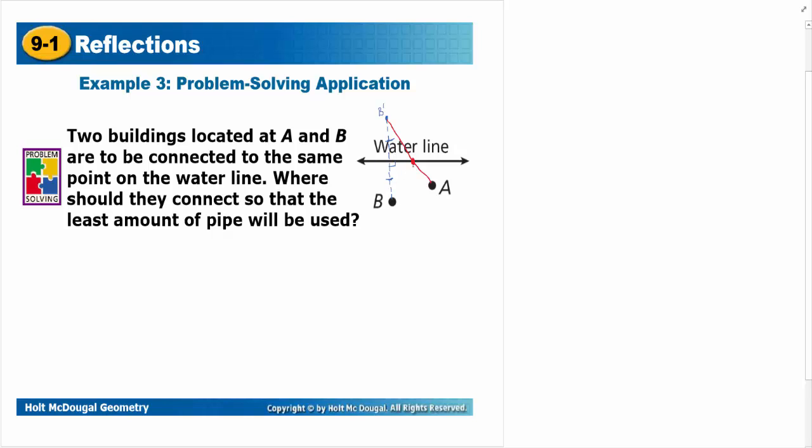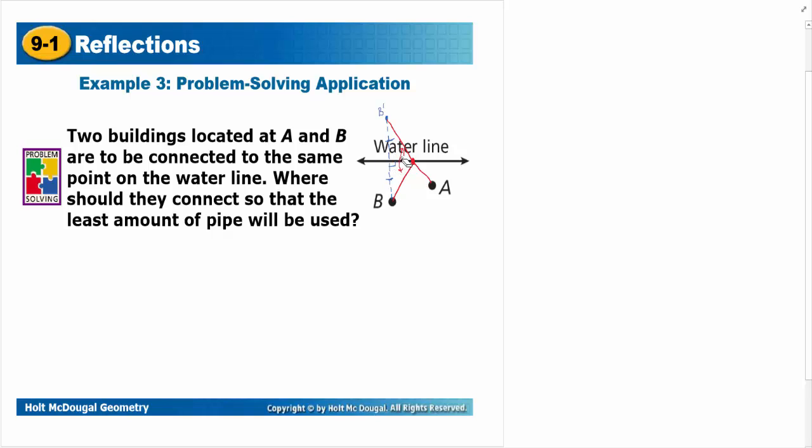Okay, and again, what you're doing here is setting up two congruent triangles. The two congruent triangles are these right here. Remember we talked about congruent triangles earlier? Well, these are the congruent triangles. So if you notice, the shortest distance between A and B prime is this line right here. Well, it's the same as if I took this shortest distance and reflected that whole line over the water line.